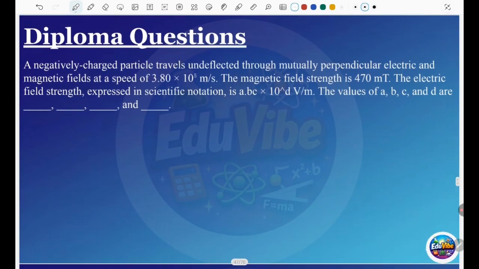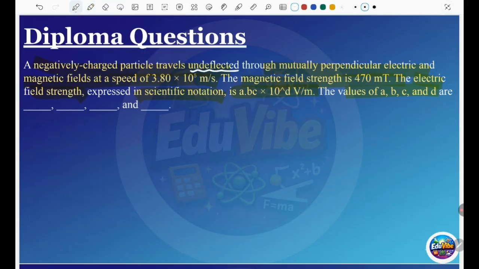Next question we have. The question says a negatively charged particle travels undeflected through mutually perpendicular electric and magnetic fields at a speed of 3.8 × 10^5 meters per second. The magnetic field strength is 470 millitesla. We have to find the electric field strength, which is expressed in scientific notation like this, and we have to find the values of A, B, C, and D. This is a calculation-based question.